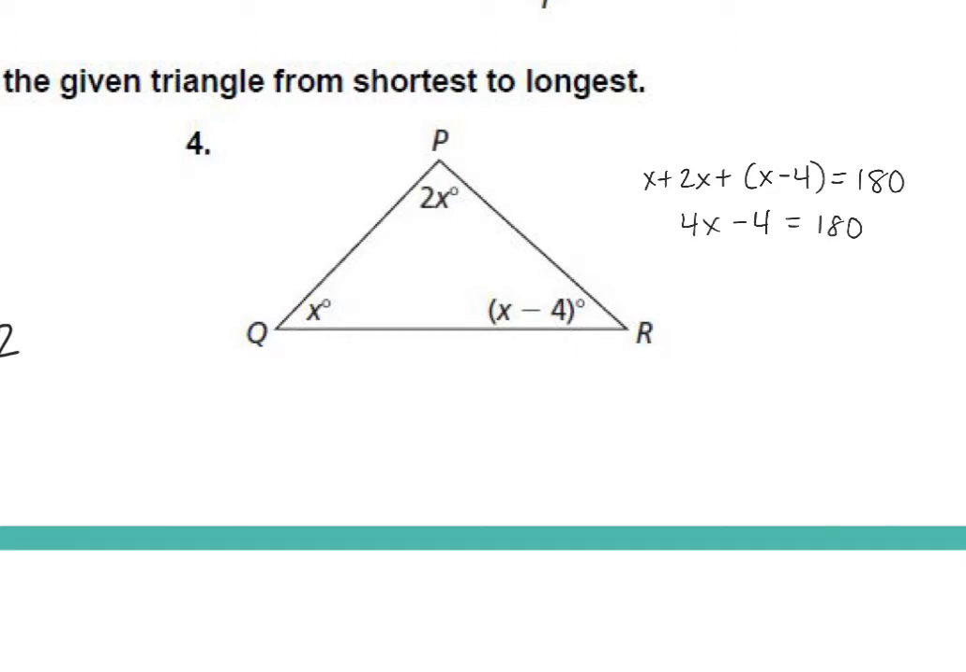What's next? Add 4 to the other side. We're going to get 4x equals 184. Last step. Divide by 4. Very nice, Noah. And when we divide by 4, we're going to get x equals, what is that? 184 divided by 4. 46.